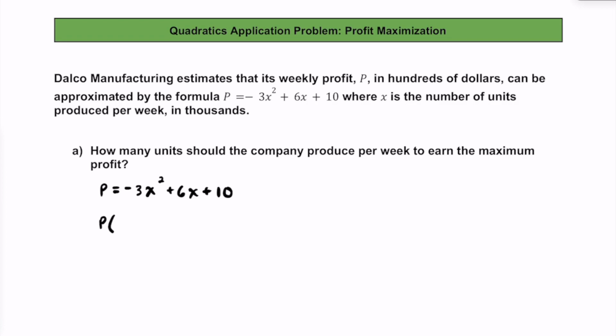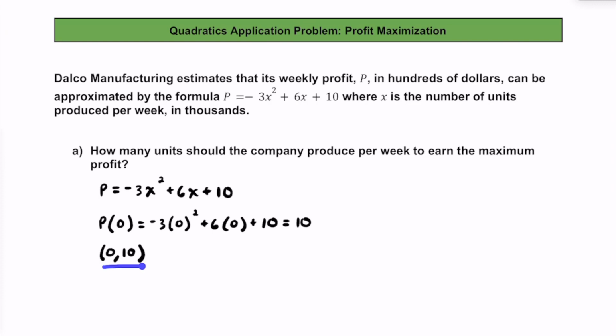Now, if you want to figure out our profit when x is equal to 0, we can find p of 0. If we plug in 0 into this function, this is going to be negative 3 multiplied by 0 squared plus 6 times 0 and then plus 10. Everything's going to basically cancel out to 0 here, and so we're just going to be left with 10. So if we know that p of 0 is equal to 10, we essentially know that the ordered pair 0, 10 is going to be one of the points on this graph.